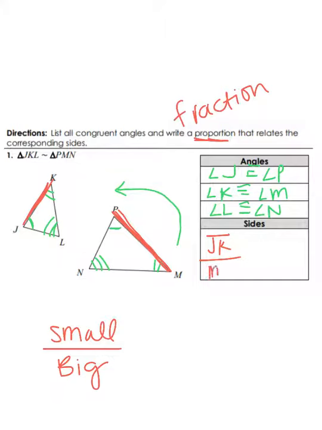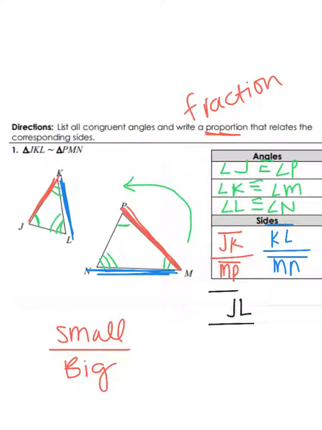So I'm going to do MP. Alright. Then I'm going to do KL. And then that should go with MN. Okay, sometimes it's kind of hard to see what sides go together. Okay, but you got to look at your picture real carefully. Okay, and then we'll do JL, which is the bottom of the small triangle, and NP. Okay, these proportions are ratios, they're just written as fractions. Okay, proportion means to write it as a fraction, ratio means to write it with the little colon.